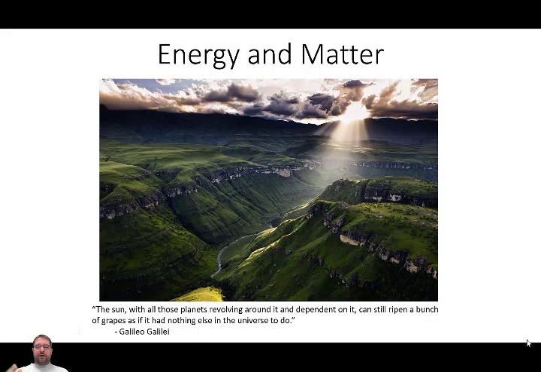Okay, so before we get into that, this quote from Galileo: "The sun, with all those planets revolving around it and depending on it, can still ripen a bunch of grapes as if it had nothing else in the universe to do." So even early on, people realized how important sunlight is. It wasn't until the 1600s, 1700s, and then into the 1800s that we started to develop the knowledge of how that sunlight, how those photons, get converted into energy. Galileo knew that the sun was ripening the grapes, but how? That's what we're going to dive into in a little bit.